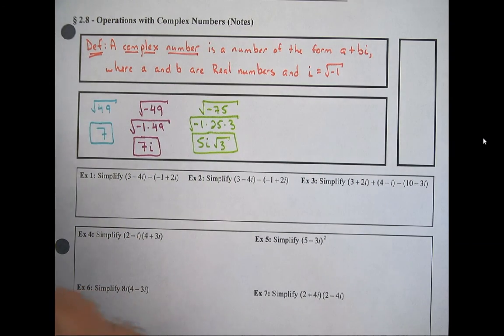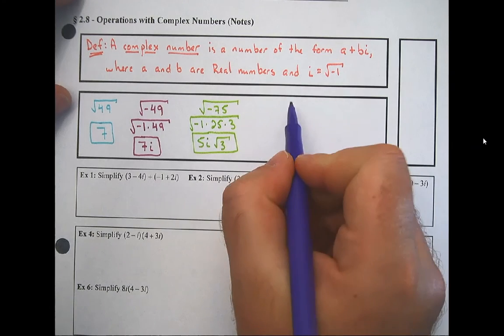All right, let's have you try one. Yours is the square root of negative 72.